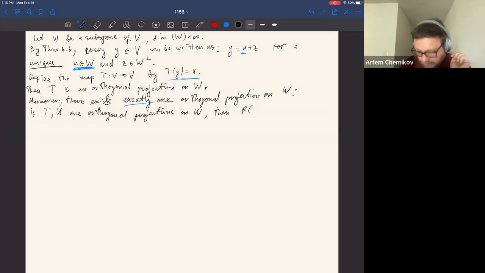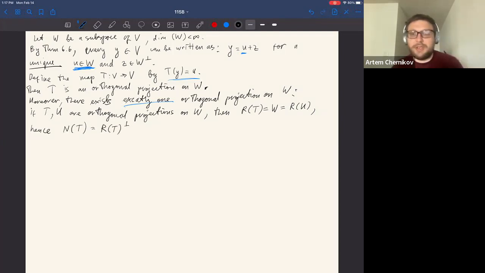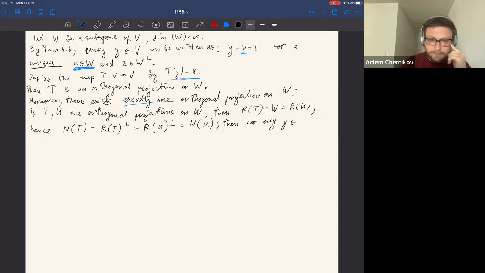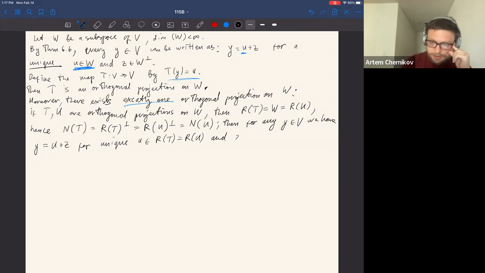Then from the definition, we have that the range of T is equal to W, which is equal to the range of U, right? Hence, we must have that the null space of T is equal to the orthogonal complement of the range of T, because we are assuming that it is an orthogonal projection, which in turn is equal to the orthogonal complement of the range of U, which is equal to the null space of U. Okay? So from this, we see that for any Y in V, we can write Y as U plus Z for a unique U belonging to the range of T, which is the same as the range of U, and a unique Z belonging to the null space of T, which is the same as the null space of U.